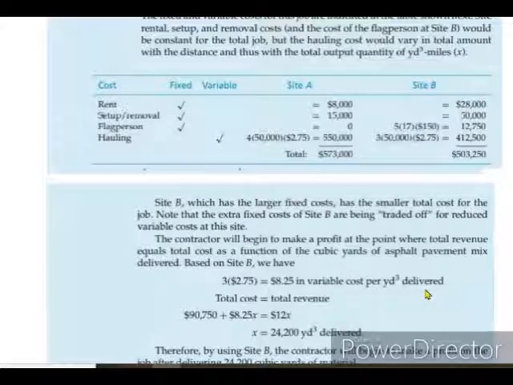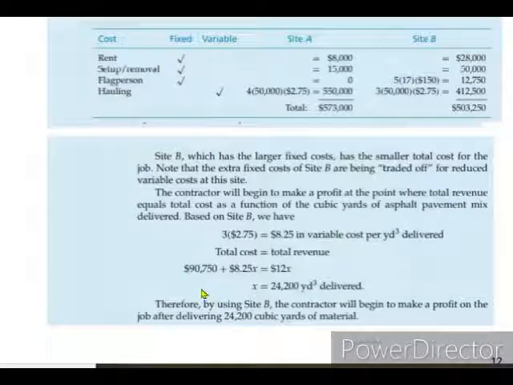So the total cost is equal to total revenue. Why? Because the total cost is like this: 90,750. This 90,750 is from the total fixed cost. If you add the rent, setup removal, and flag person of site B, it is equal to 90,750. Then an addition of $8.25 times X, because it is a variable cost that changes per yard delivered, is equal to $12 X.